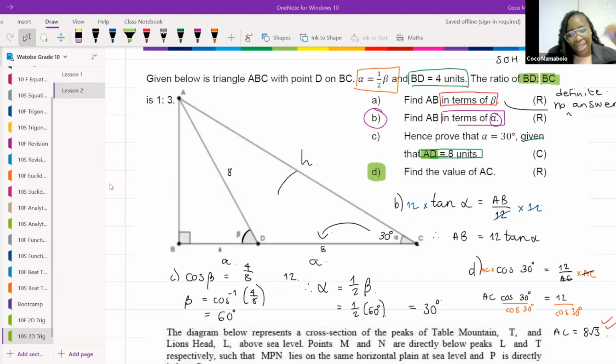All right, but remember, anytime we're using CAST, we always need to look for the triangle with the right angle. So we always need to go find the right angle. Okay. Good question, I like it. It's okay, Kasa.